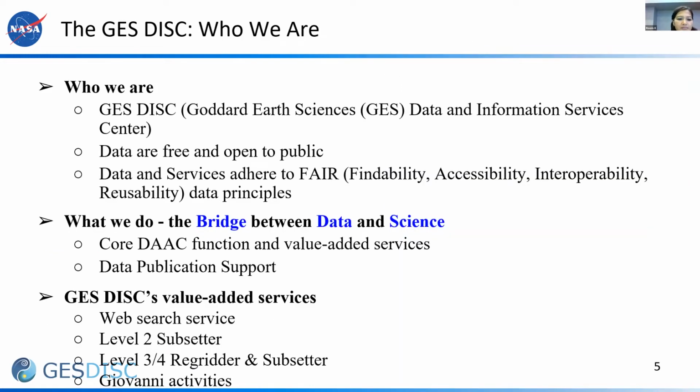Who we are, again: Justice. We provide free access to data sets, open to the public. We try our best to adhere our data and services to the FAIR data principles that you might have been hearing about in other sessions. We are a data center, but what we really do is bridge the gap between data and science. We are enablers of science, providing value-added services that help decision makers and researchers better utilize our data sets.